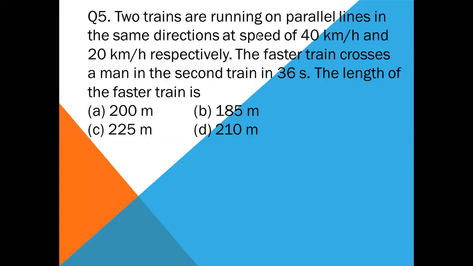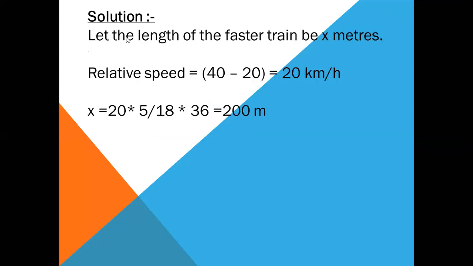See, the catch in the question is two persons are moving in the same direction. So let the length of the faster train be x meters. So relative speed would be 40 minus 20. Why? Because they are moving in the same direction, the speed has to be subtracted. Relative speed would be 20 kilometers per hour. So I can find the distance. Speed equal to distance upon time, so distance would be equal to speed multiplied by time.